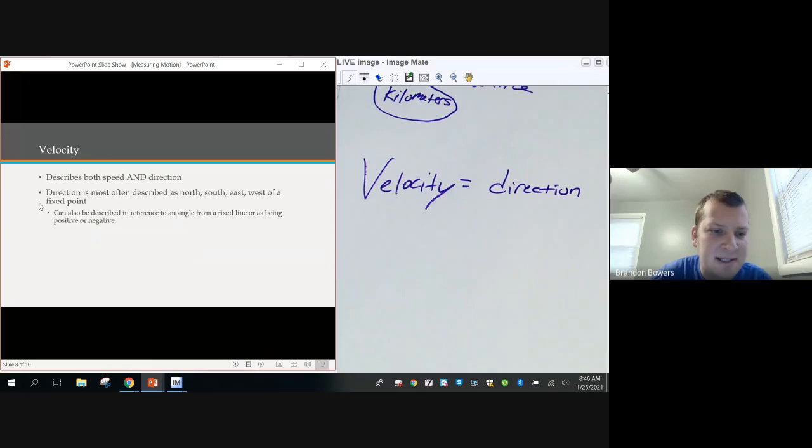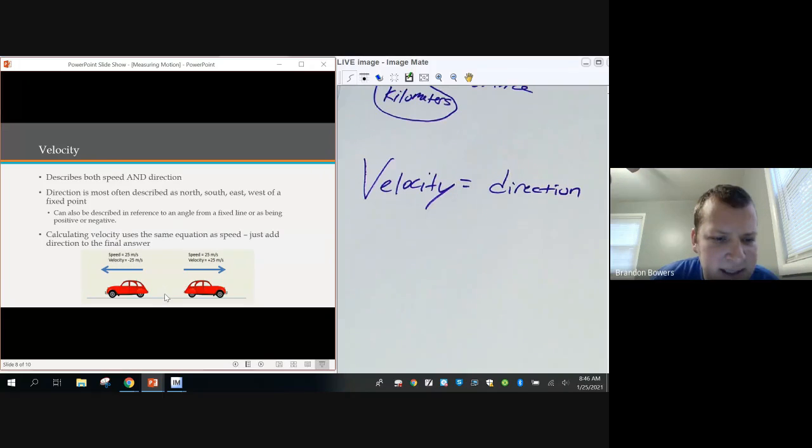You don't have to copy the second and third bullet point. I'm just giving examples out. Now velocity can be two different ways. Calculate the velocity using the same equation as speed, just add a direction. So your numbers are always going to be the same. You're just going to add a direction. I am heading left. I am going right. I'm going up. I'm going down.